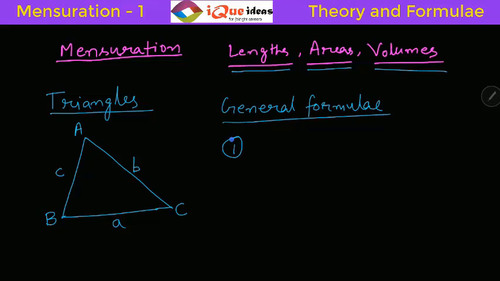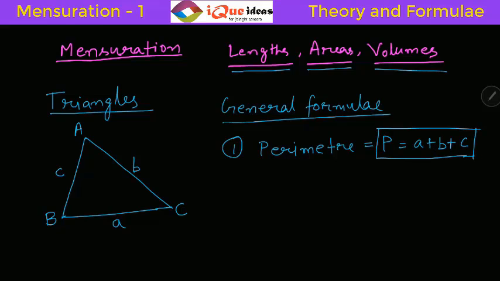The first one would be a term called perimeter. Now what is the perimeter? Perimeter is a simple sum of sides. So here the perimeter is equal to a plus b plus c. Small a, small b, small c are the representations for the sides.